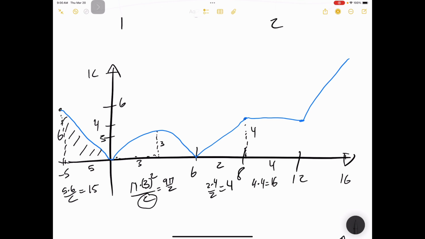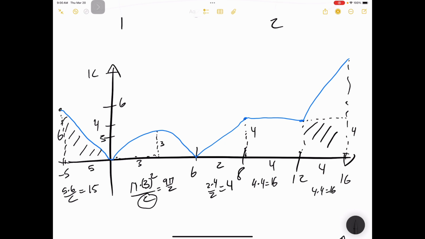And then in the last case, we have a little bit more of a weird situation. We have this piece, which is not a triangle. In fact, I don't know the area of that shape, but I do know the area of this shape. The bottom shape here is a rectangle. 16 minus 12 is 4, and it has a height of 4. So again, we have another 16. 4 times 4 equals 16.